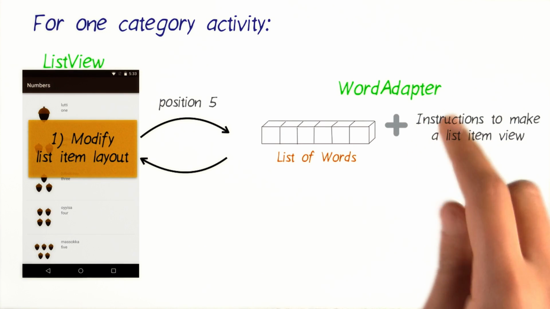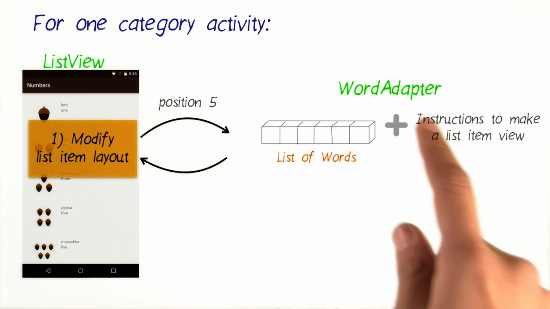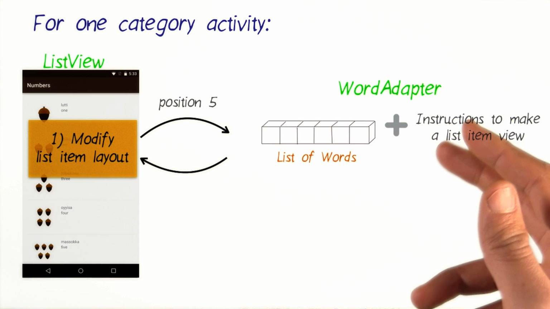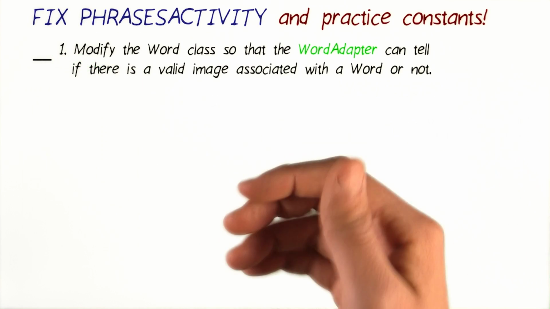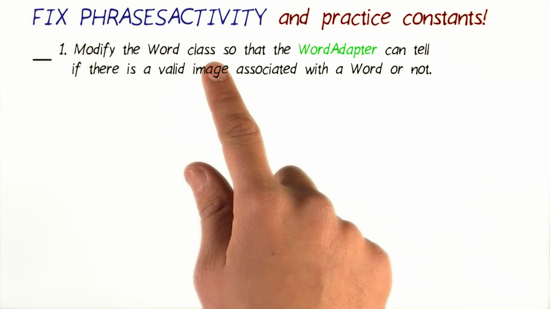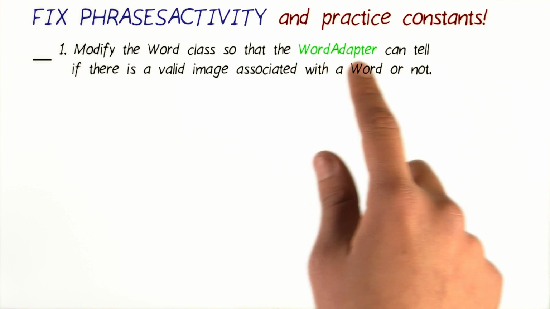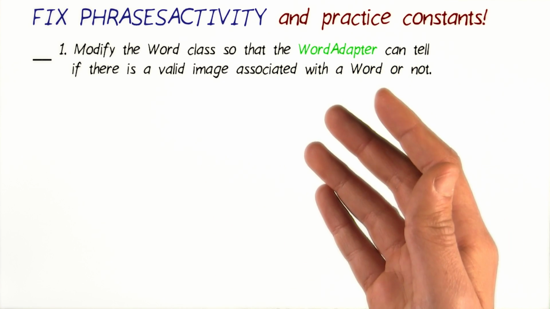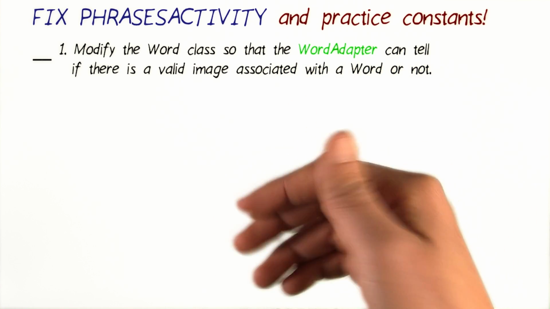All right, so we're still working on the fourth task here, which is to make sure that the word adapter has the correct instructions to create each list item view. So that means first, we need to modify the word class so that the word adapter can tell if there is a valid image associated with the word or not. We've also provided a hint below the quiz if you need some help.